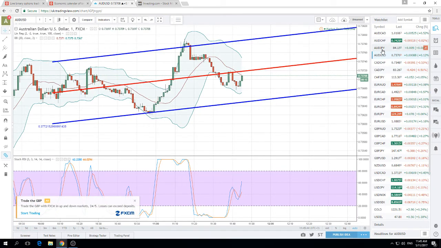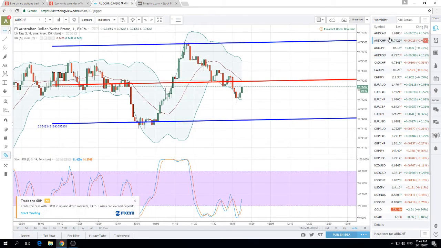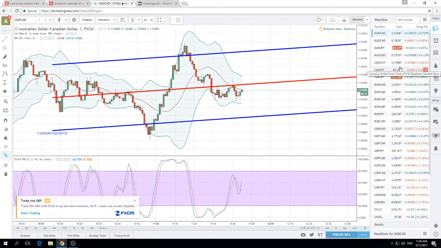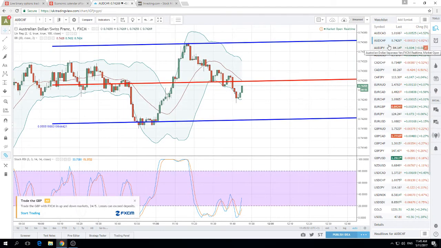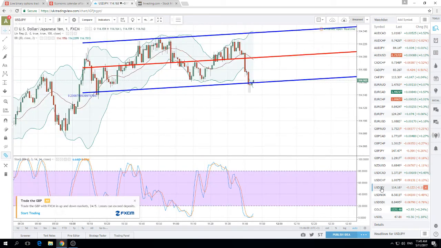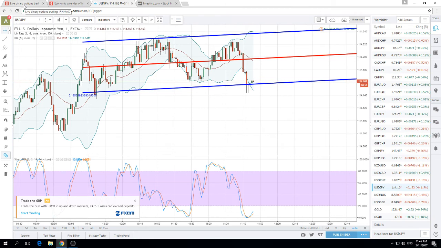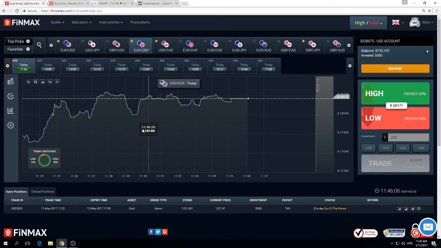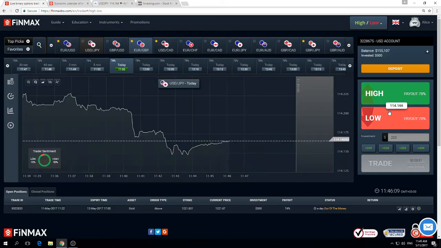Australian dollars within short limits has an option for growth, but still, to the Japanese asset. Okay, American to Japanese. Within the 1 minute time frame, I would open for high.